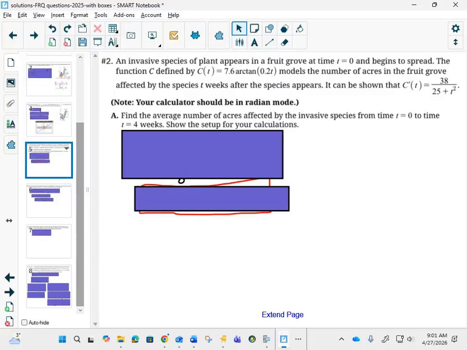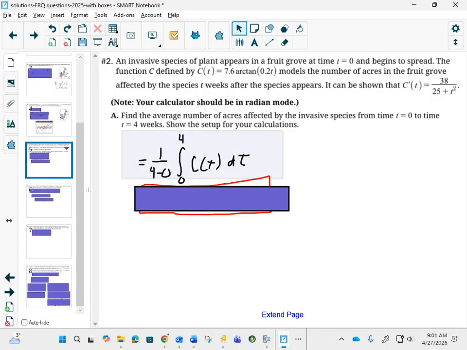I like it. Find the average number of acres affected. So we see this average number, and our head starts to think about averages and all the things we've done with averages. Okay. From time t equals 0 to time t equals 4 weeks. Show the setup in your calculation. So what is the average of a function?